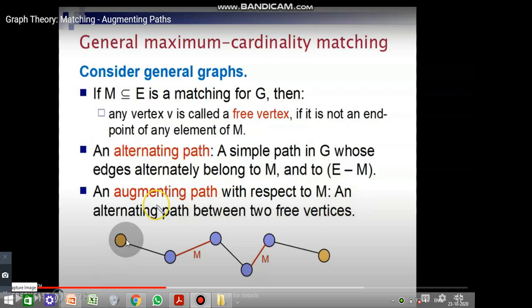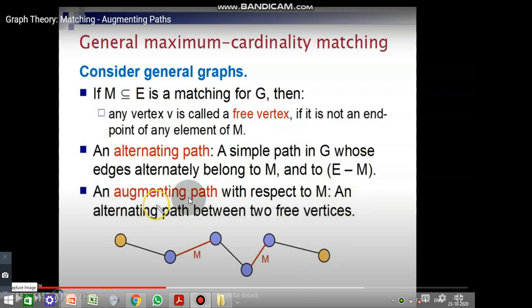See here, from here to here, this does not belong to M, but this belongs to M. This does not belong to M, this belongs to M, this does not belong to M. Understand that? This type of path we call an alternating path: a path which consists of non-independent edge and independent edge, not independent, independent, not independent. This path we call an alternating path in any graph.